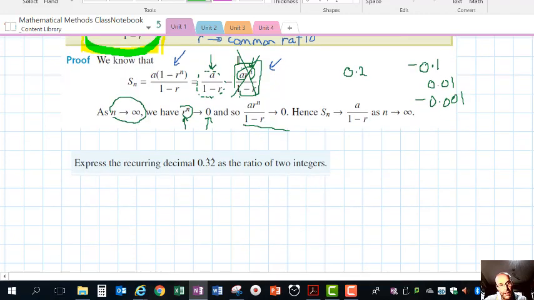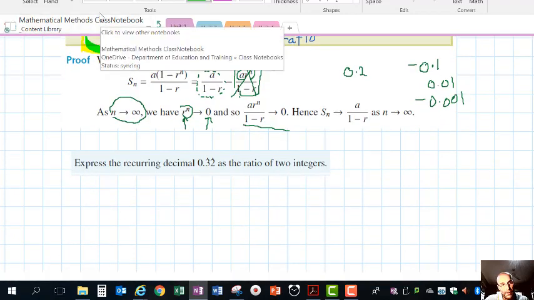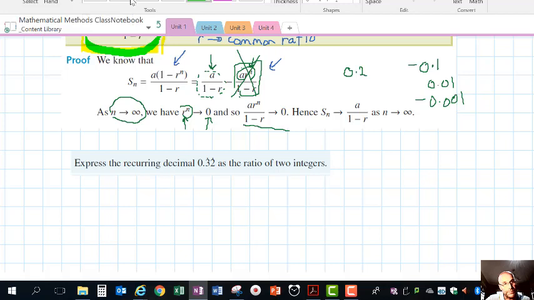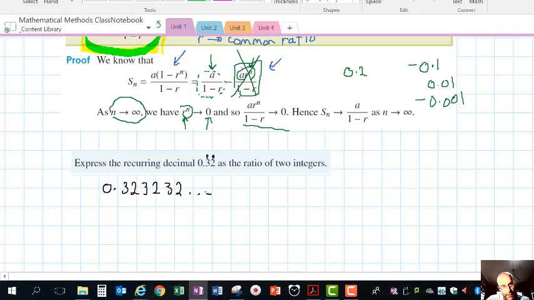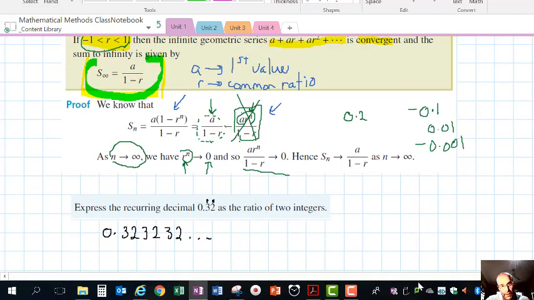Here's an example that uses it: express the recurring decimal 0.32 recurring. Now that's the 3 and the 2 have dots on them. I'll make those dots bigger. So 0.32 recurring is 0.323232 ad infinitum.